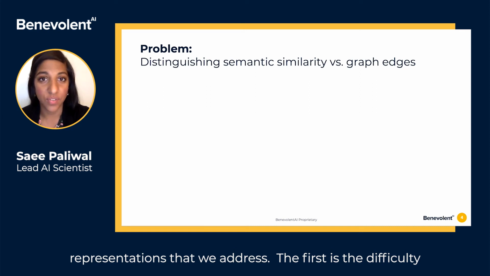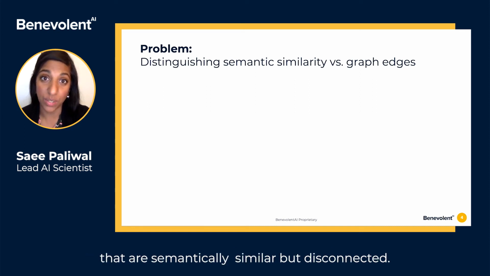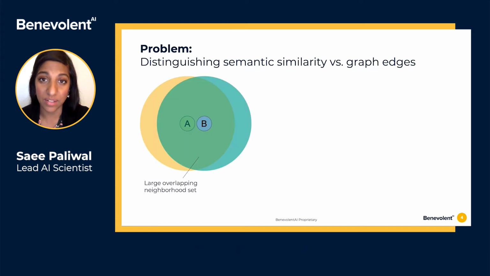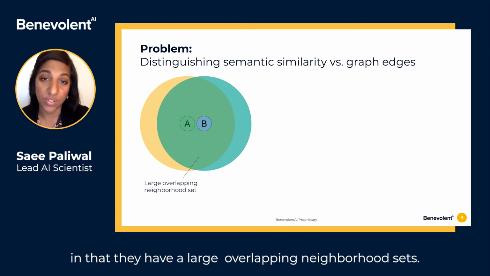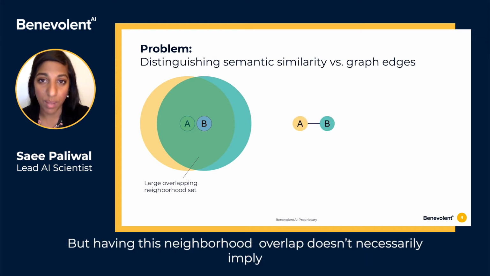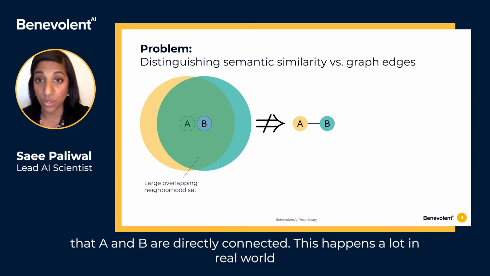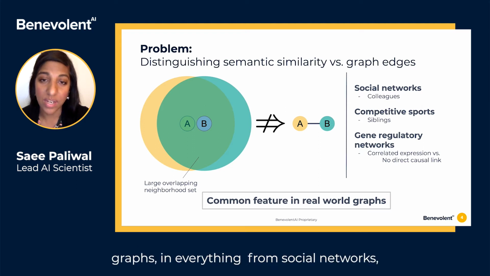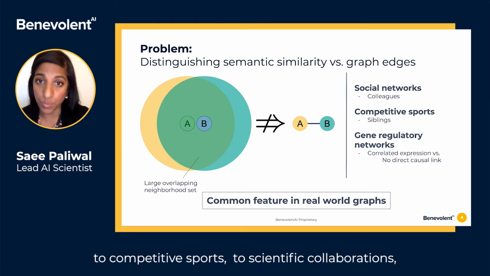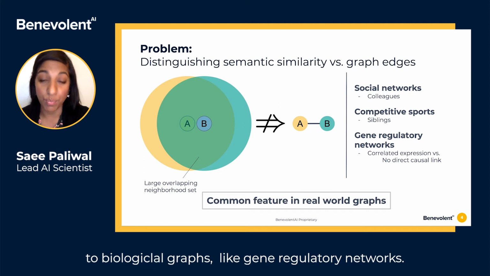The first is the difficulty traditional methods face when representing nodes that are semantically similar but disconnected. Consider A and B. A and B are two nodes that are semantically similar in that they have a large overlapping neighborhood set. But having this neighborhood overlap doesn't necessarily imply that A and B are directly connected. This happens a lot in real-world graphs, in everything from social networks to competitive sports to scientific collaborations to biological graphs like gene regulatory networks.